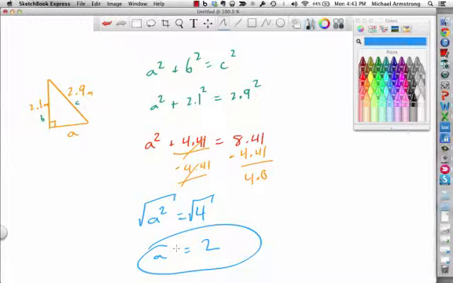Alright, that's kind of how it works. If you need help with this, I will work with you. Let me know.